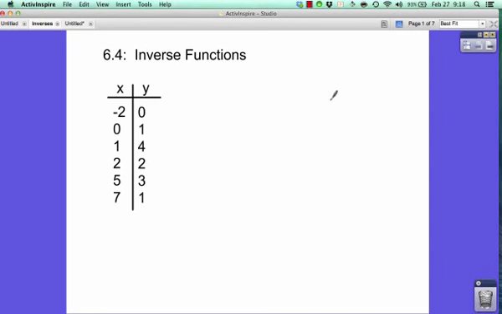Okay, so 6.4 inverse functions. This is notes, you guys. All right. So inverse functions, title of the chapter. What I want to look at here is a function and what happens when I send it back.